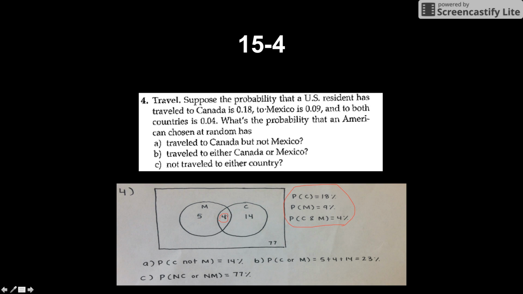It's got to equal 18. So 4 and 14 make 18. And then to figure out the amount who go to Mexico, it's 5 and 4, which makes 9.